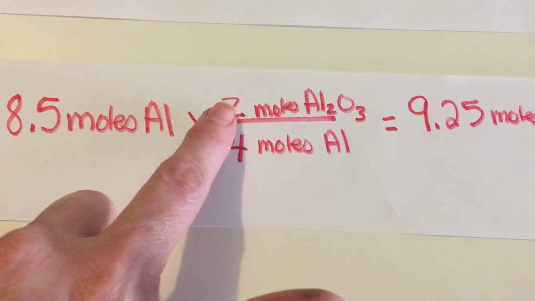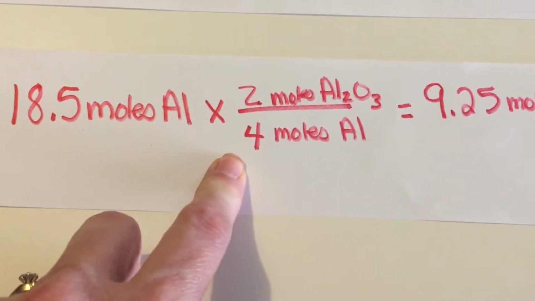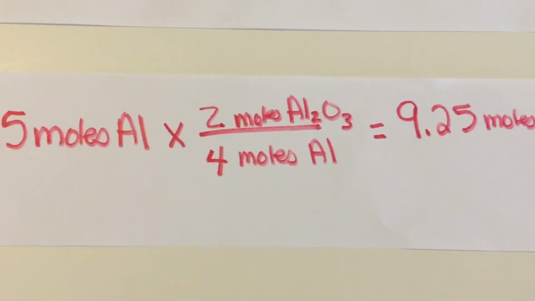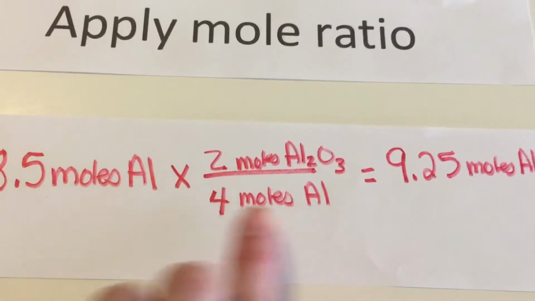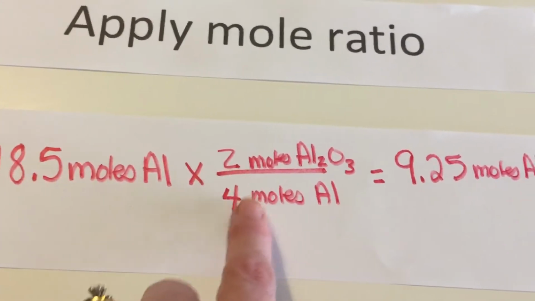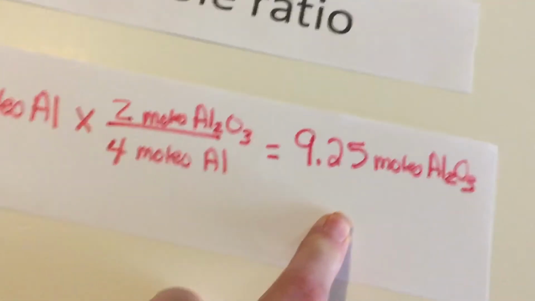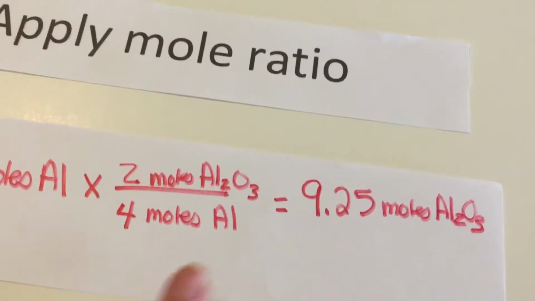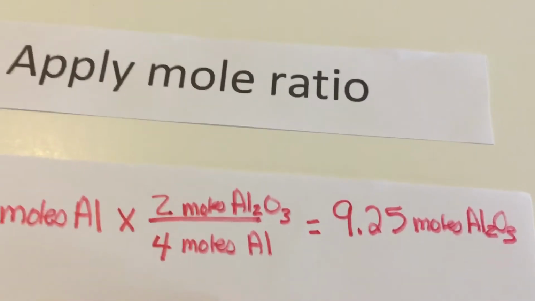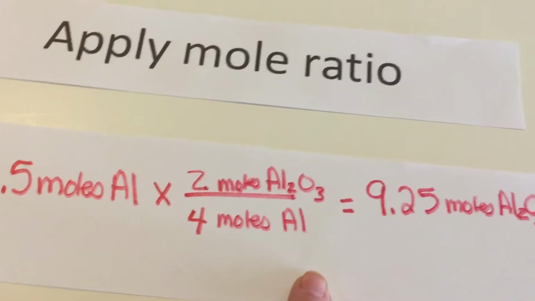Now you could reduce this 1 and 2 if you want. Doesn't really matter. But you multiply that all out and divide, so 18.5 times 2 divided by 4, and you get 9.25 moles of aluminum oxide, sorry. Moles of aluminum has canceled.